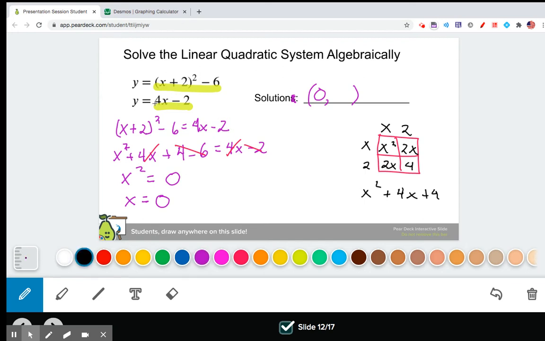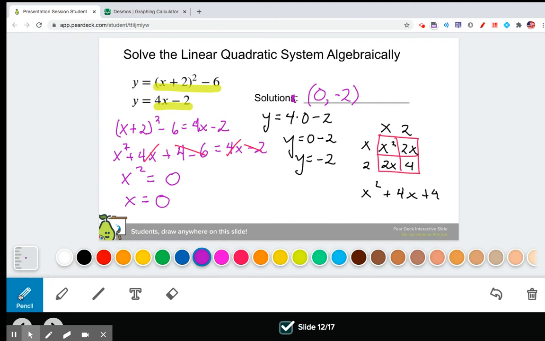And to get the y value, I can substitute 0 in place of either equation because 0 satisfies both of them. It's the solution. I'm going to pick the linear equation. I'm going to do y equals 4 times 0 minus 2. Y equals 0 minus 2. Y equals -2. So I have my solution of that linear quadratic system. The solution is 0, -2.